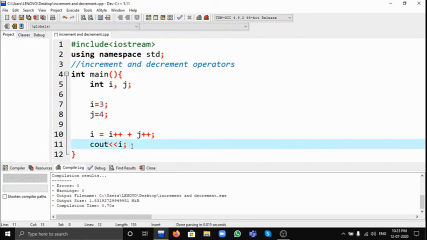Let's see this question carefully. All right. The value of i is 3. The value of j is 4. Is this pre-increment or post-increment? It's post-increment, right? So this means first the value of i is 3, the value of j is 4. So 3 plus 4 is 7. So the value 7 will be stored inside i.